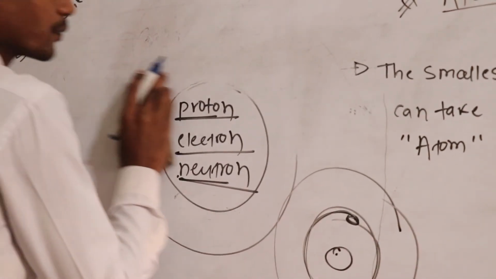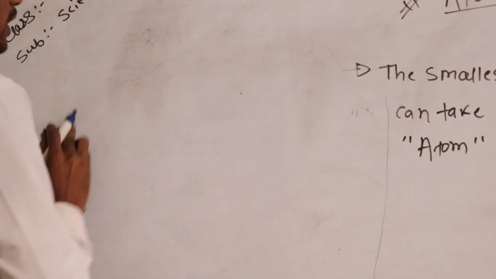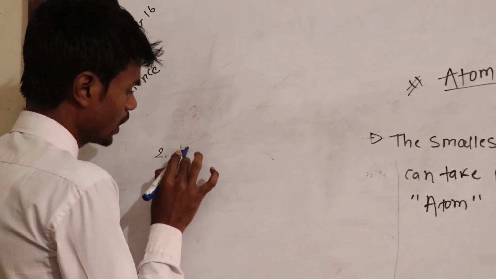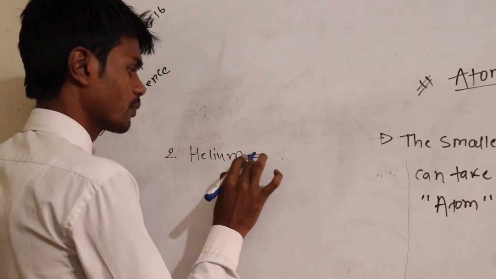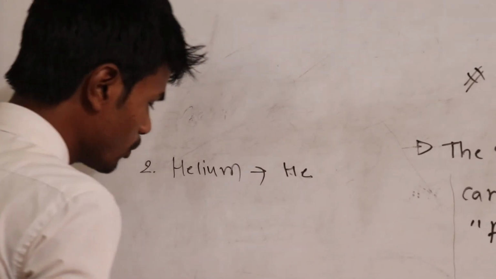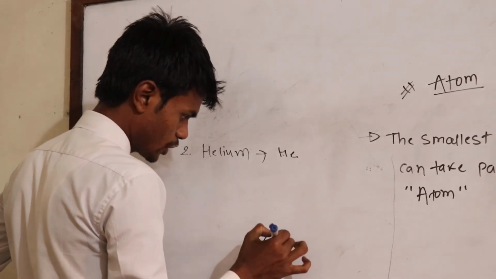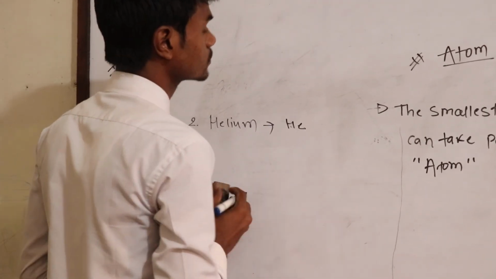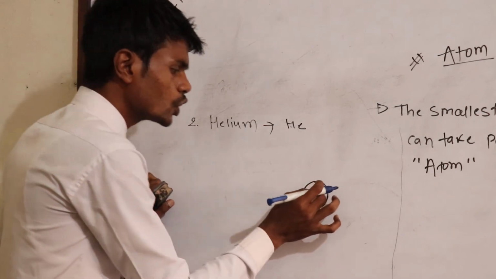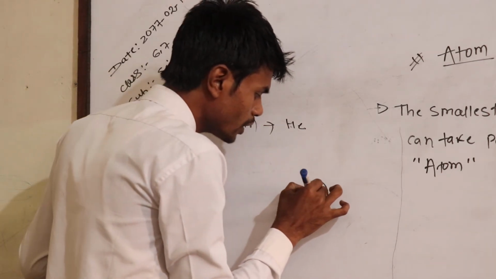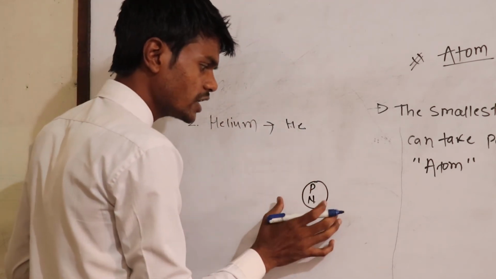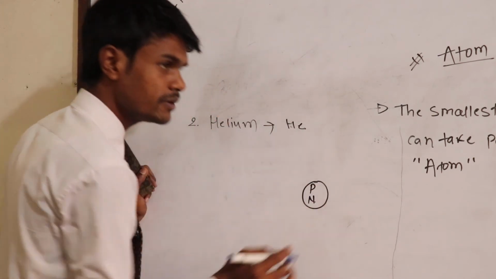We take some examples. Helium. The atomic number of helium is 2. Here is the atomic model of helium. According to the atom, proton and neutron are always situated in the center of the atom. The P means proton and N means neutron.